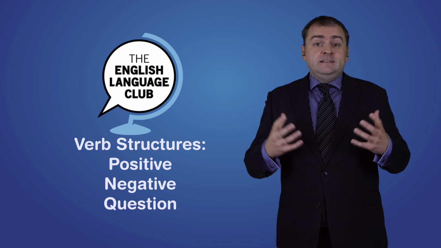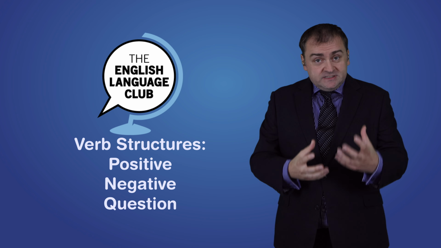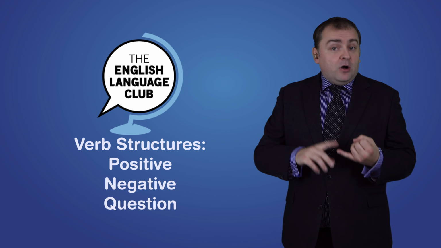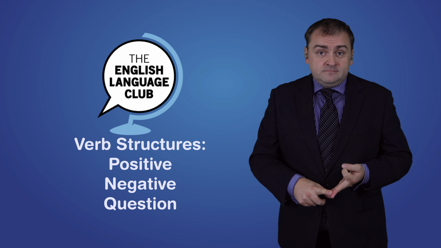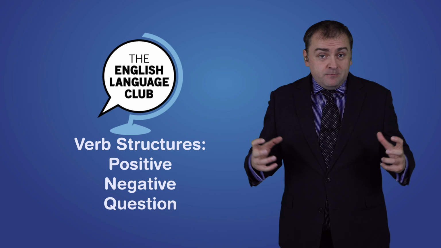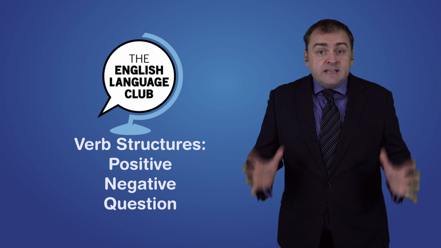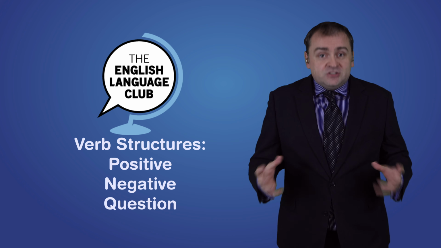The first big idea is that there are 3 main structures for verbs. So sentences can be either positive, negative, or questions. And these 3 simple structures are the same for every verb and in every tense. So this is the framework that all communication in English is based on.